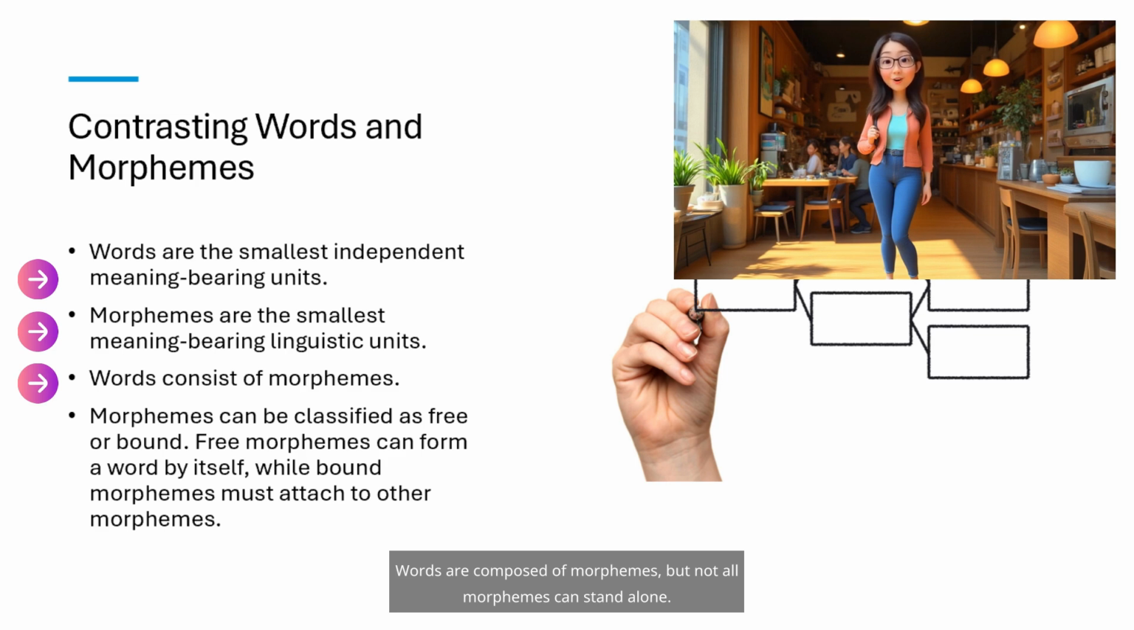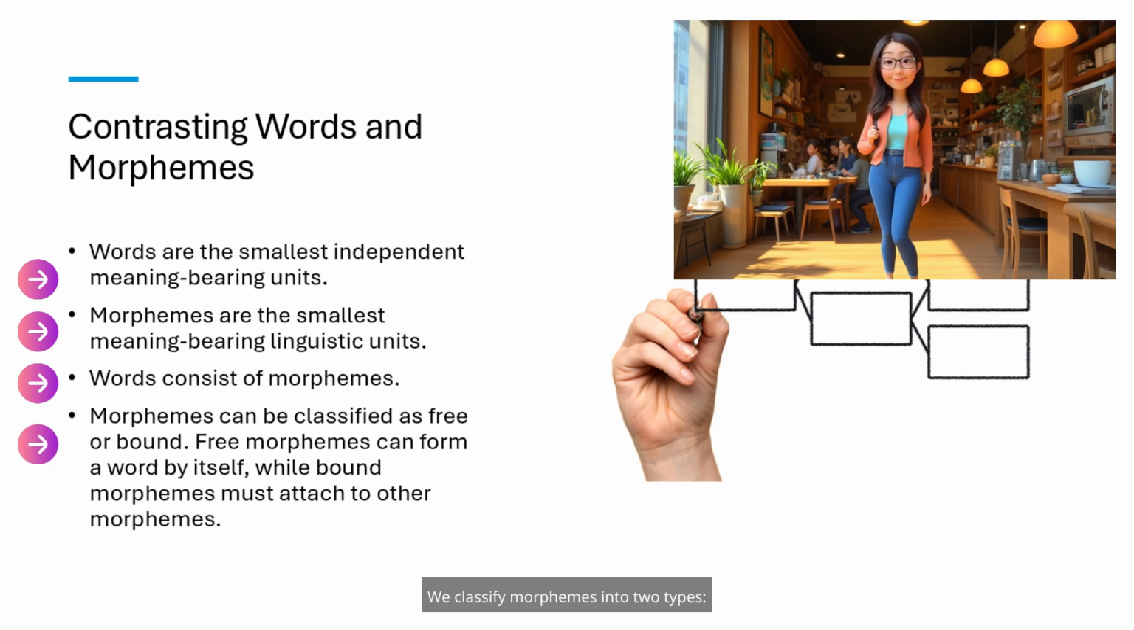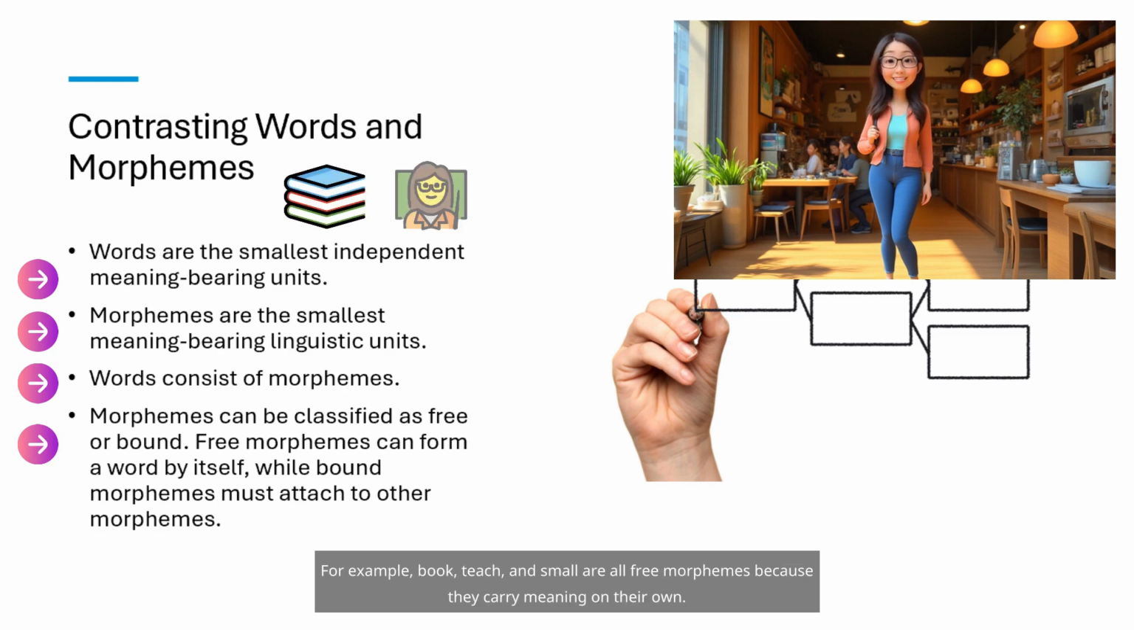We classify morphemes into two types. Free morphemes. These can exist as independent words. For example, book, teach, and small are all free morphemes because they carry meaning on their own.